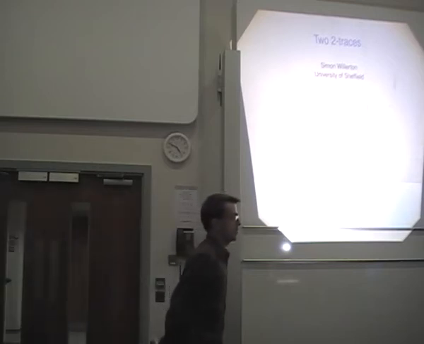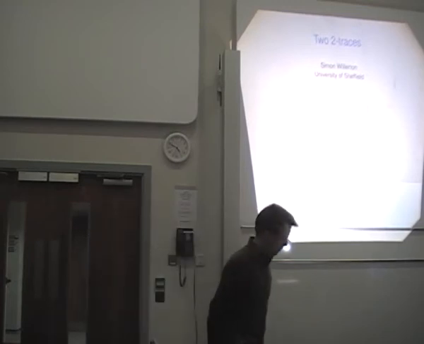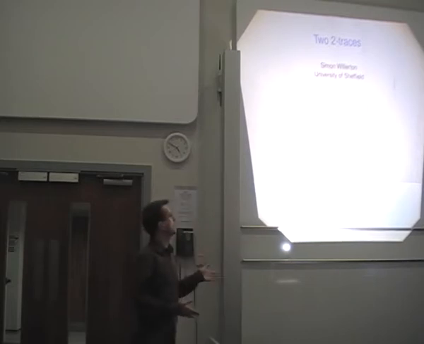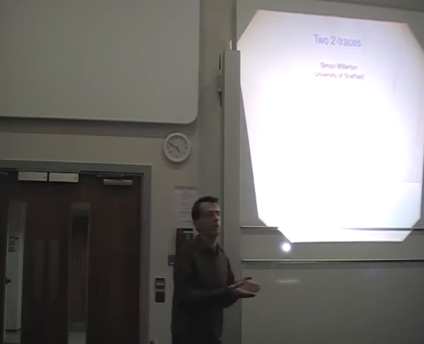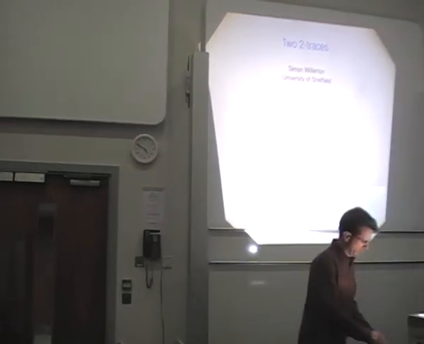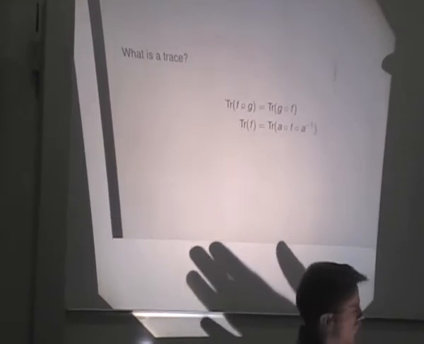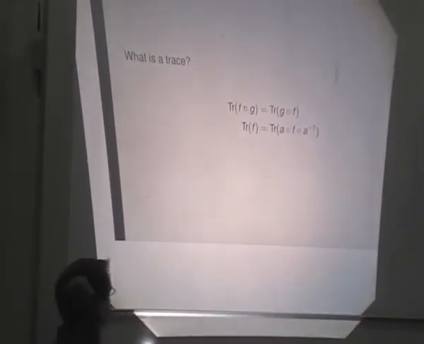Okay, so what I want to talk about is ways of having traces in two categories. And the bottom line is that, certainly the way I'm doing it, there's two obvious ways to do that, and they give you two nicely related answers in various situations. Okay, so let me start off by just asking a general question.